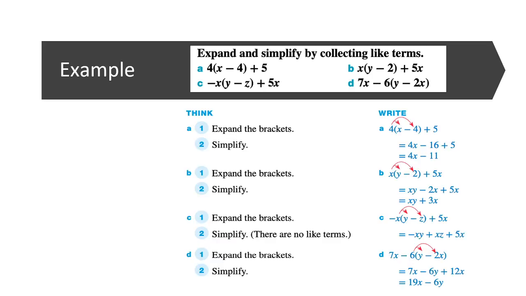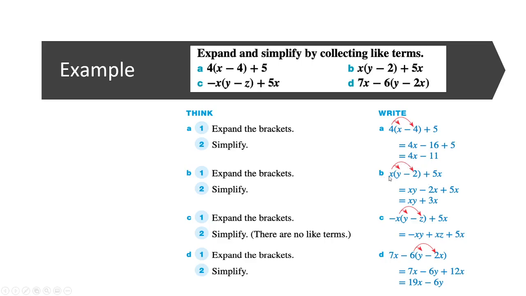So here's our 4 examples and how we work them out. For the first one, we're only multiplying this 4 with the numbers that are in the bracket. So this becomes 4x minus and multiplied by negative 4, which becomes negative 16. And then we can simplify that by gathering our like terms. So negative 16 and negative 5 becomes negative 11. And we leave the 4x there because nothing's changed.